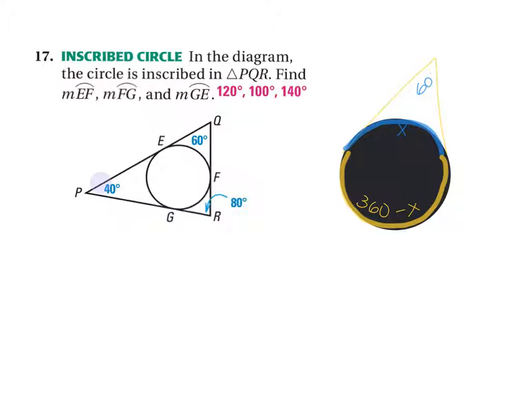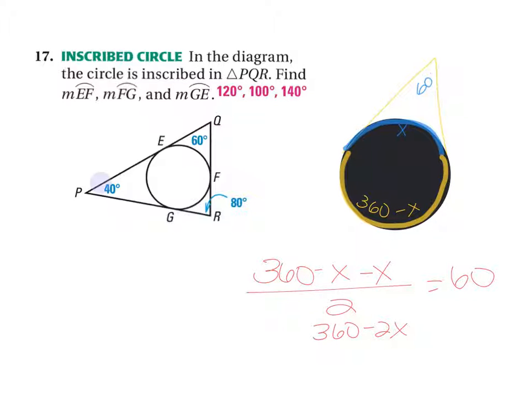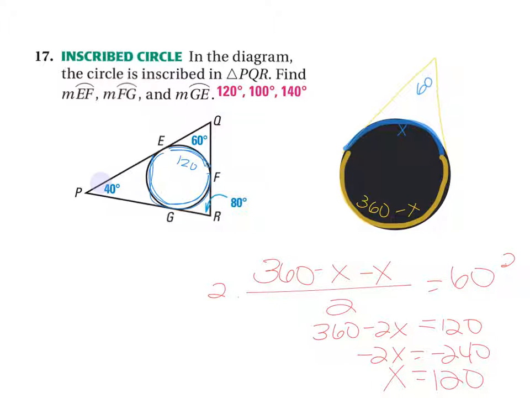Now if I wanted to find x, I can use my big minus little divided by 2. So 360 minus x divided by 2 equals 60 degrees. So 360 minus x multiplied by 2 would equal 120. Negative 2x would equal negative 240. And x would equal 120. So now I know that this is 120. This would be 360 minus 120, which is 240.